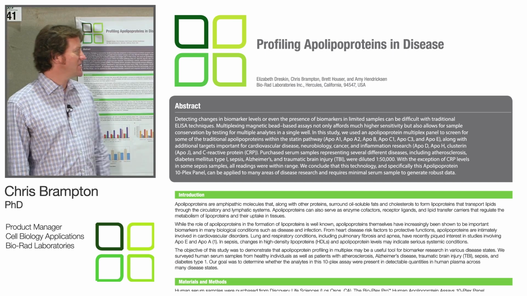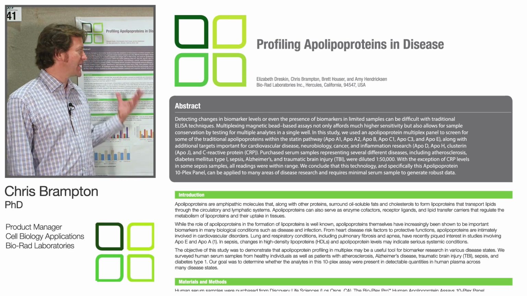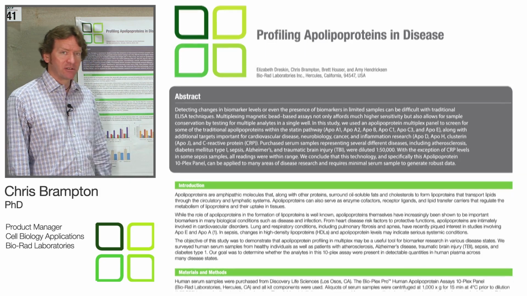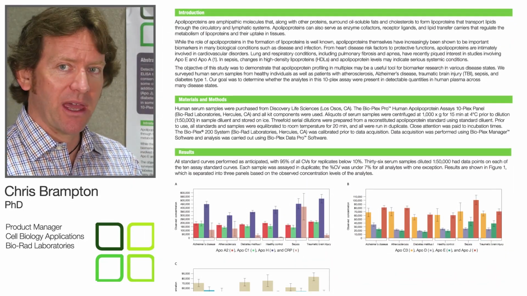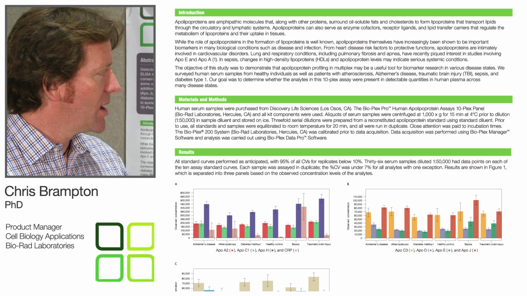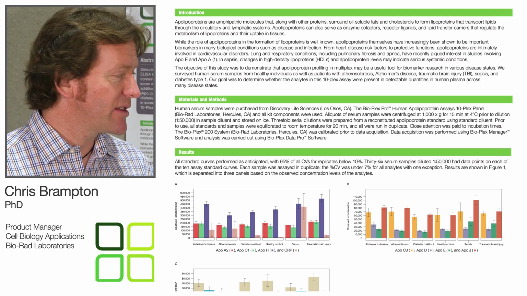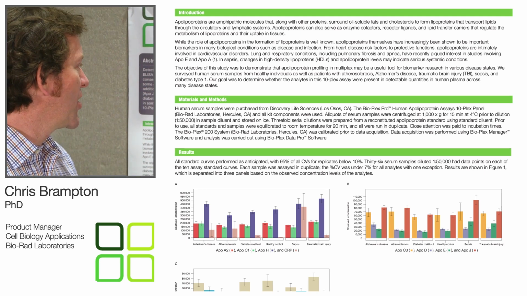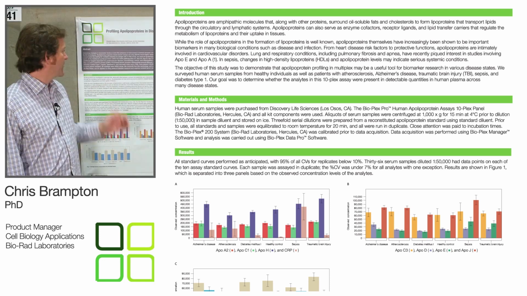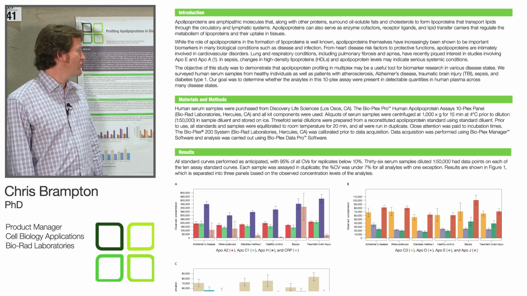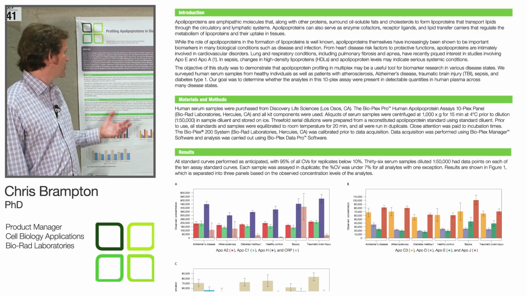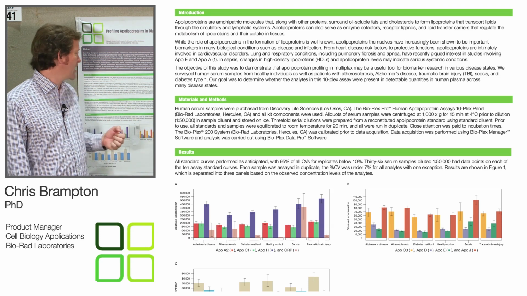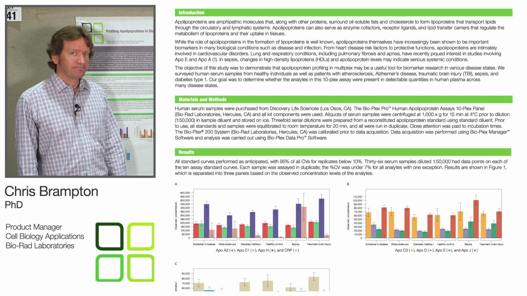In this study, we used an apolipoprotein multiplex panel to screen for some of the traditional apolipoproteins in the statin pathway. These include ApoA1, ApoA2, ApoB, ApoC1, ApoC3, ApoE, along with more traditional targets important in cardiovascular disease, neurobiology, cancer, inflammation, including ApoD, ApoH, clusterin, also known as ApoJ, and C-reactive protein.